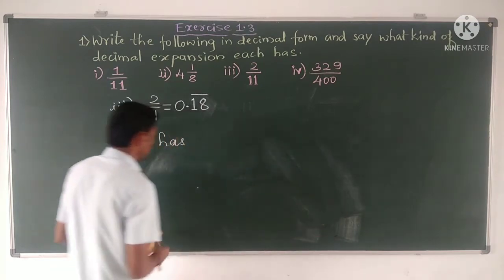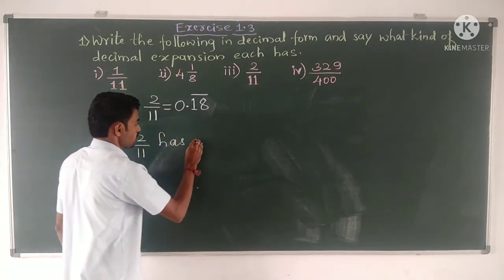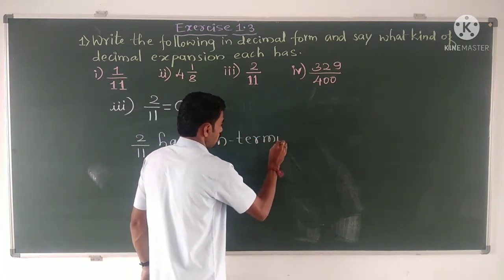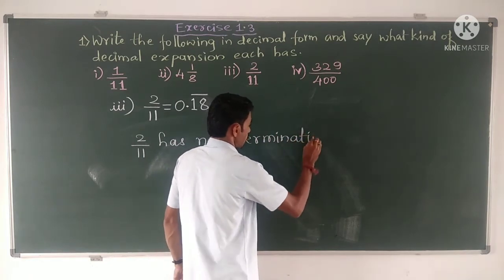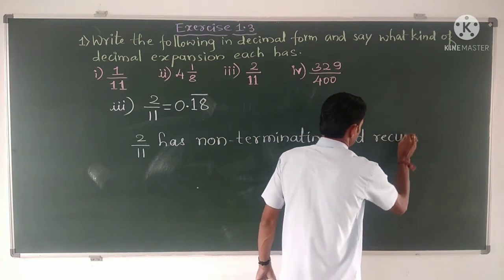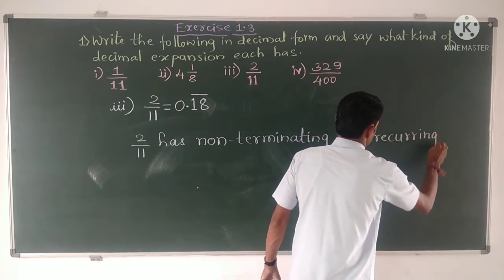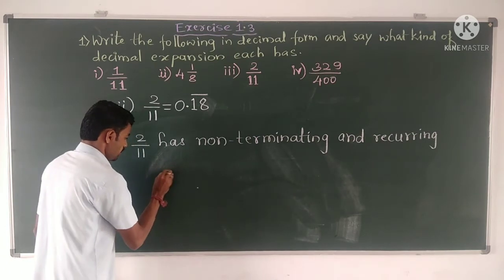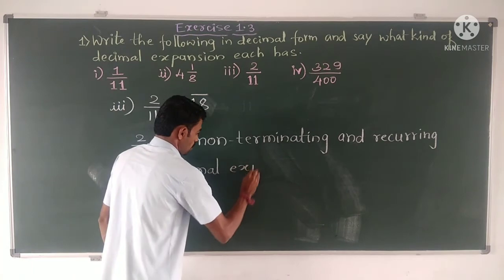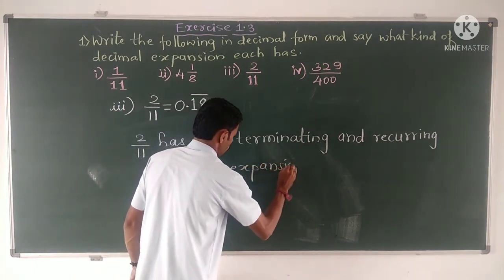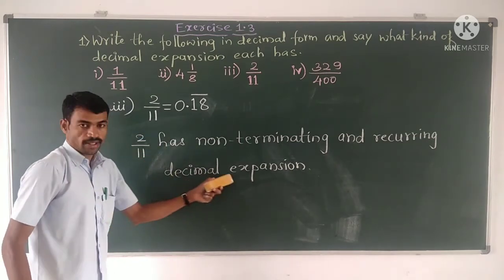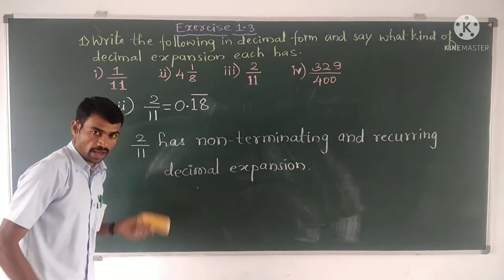Non-terminating and recurring or repeating decimal expansion. So 2 by 11 is a non-terminating, repeating decimal expansion.